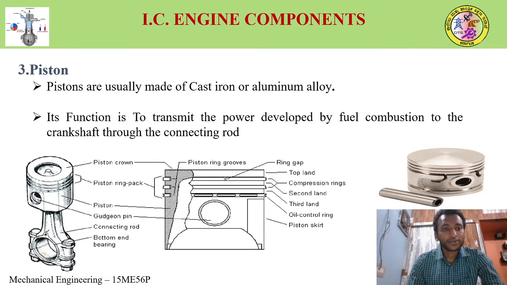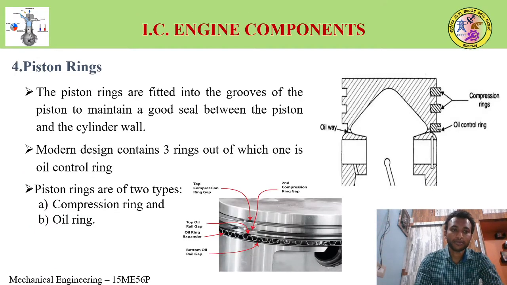Material used: it is usually made up of cast iron or aluminum alloy. To keep it lightweight, aluminum alloy is normally used. Its function is, as we already know, to transmit the power developed by fuel combustion to the crankshaft through the connecting rod. So the piston will have reciprocating motion. It will move between TDC and BDC, top dead center and bottom dead center, in the cylinder block.